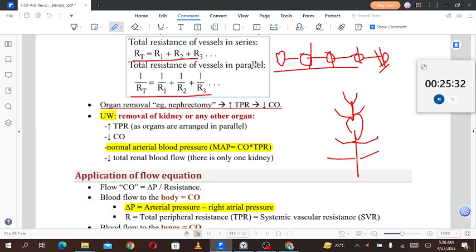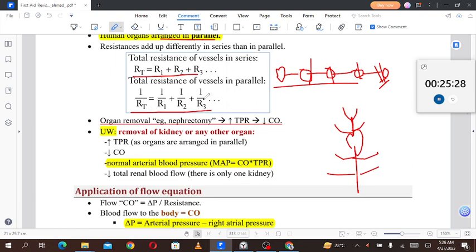Total resistance of the vessels in parallel: the total resistance is given by 1 over R1 plus 1 over R2 plus 1 over R3. So according to this, the more organs you add, the more the resistance decreases. The total resistance is decreased and the afterload is decreased.